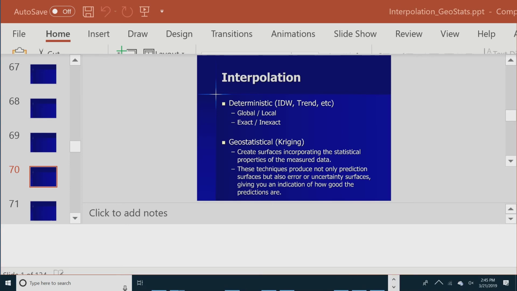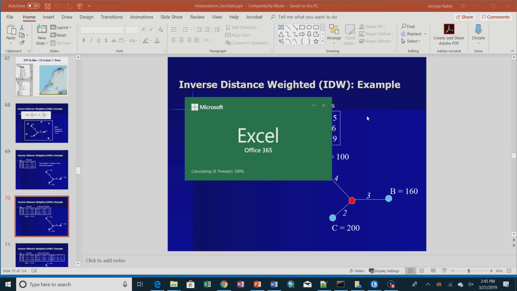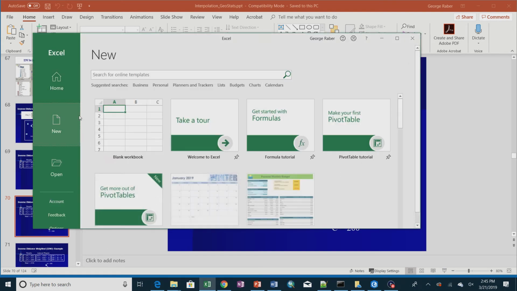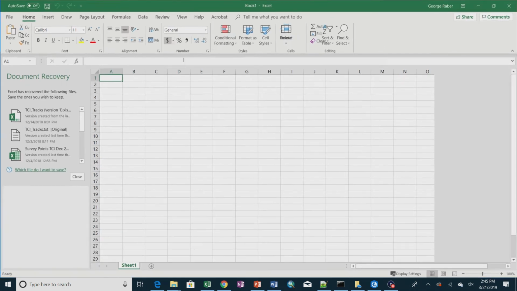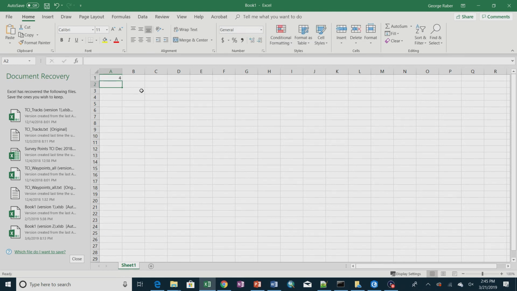Let's look here. I'm just going to bring up Excel real quick because I want to just demonstrate. So our distances are 4, 3, and 2 to each of those points. So we could say equals this times this. That's squaring it, right? And then this is going to be 1 divided by that. So we get those values.